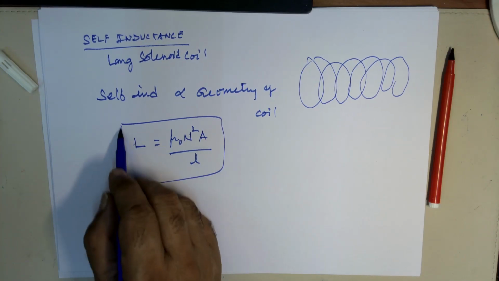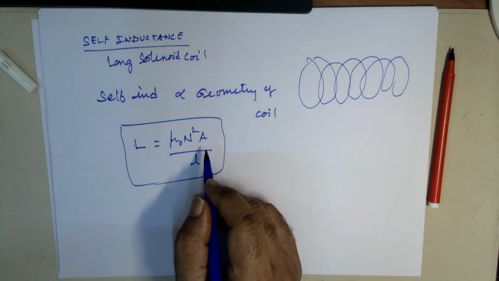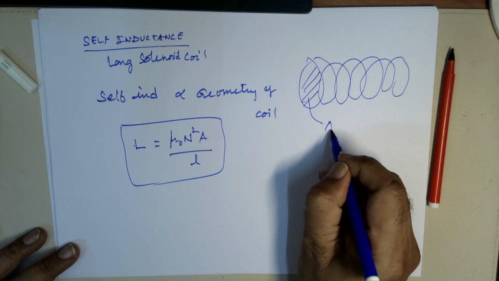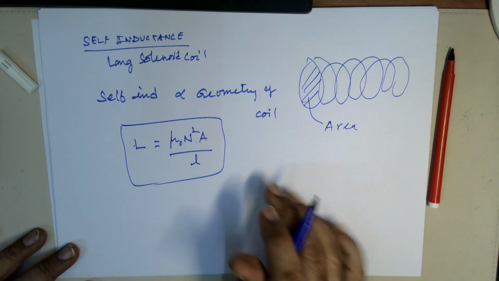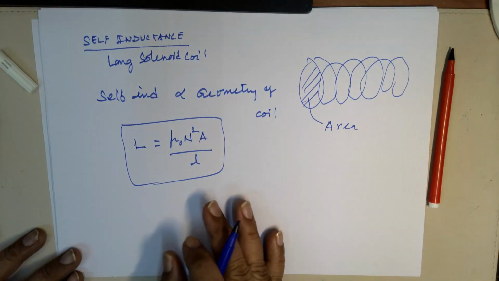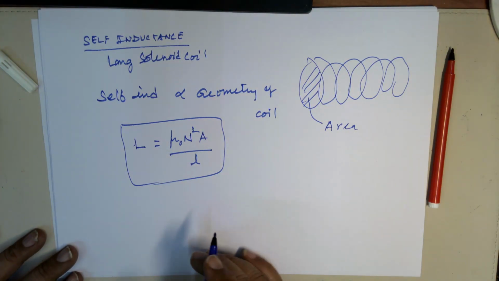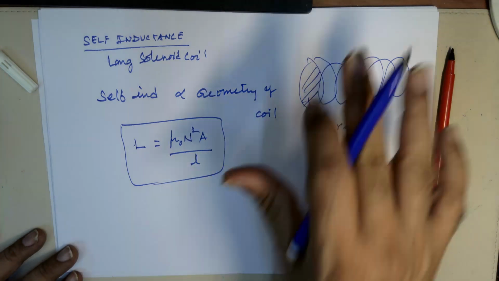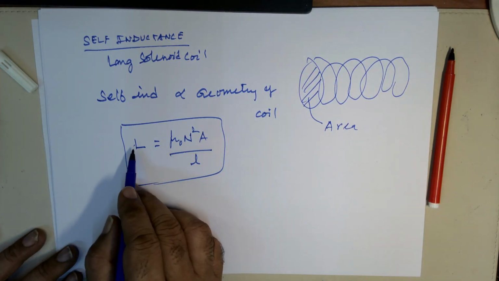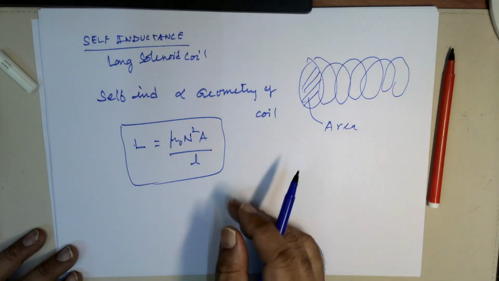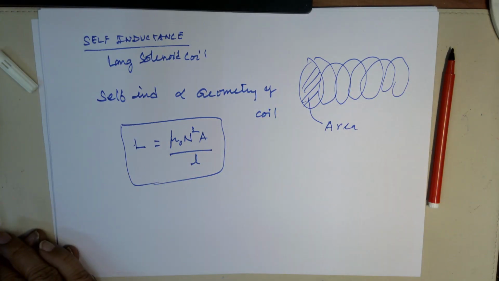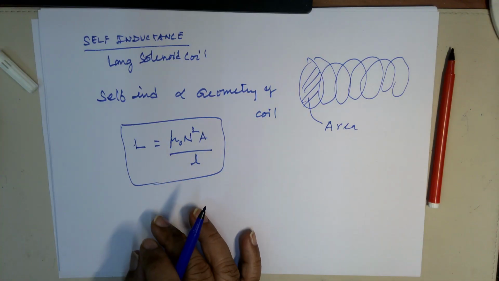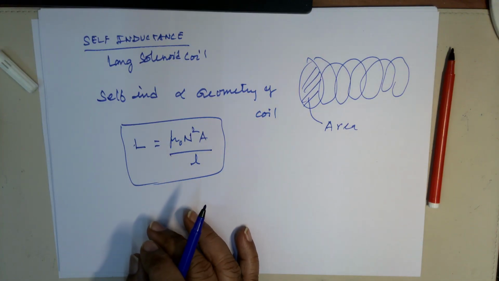So this is given by, and what about this A? Area enveloped by this coil. It is not ampere, area enclosed by the coil. So you can call it a solenoid cross section. So if the area increases, inductance increases. If the number of turns increases, inductance increases. If L increases, inductance decreases. Okay, it is inversely proportional.